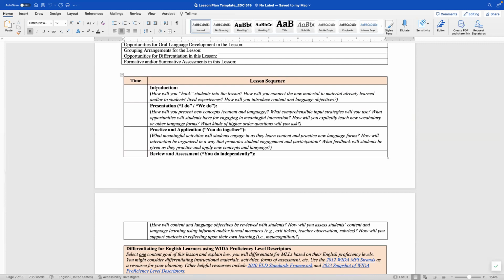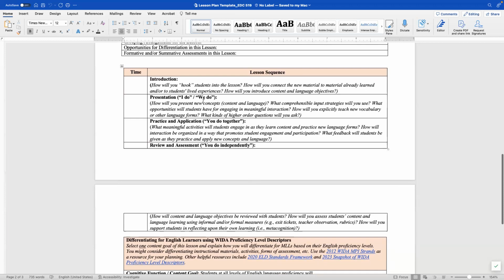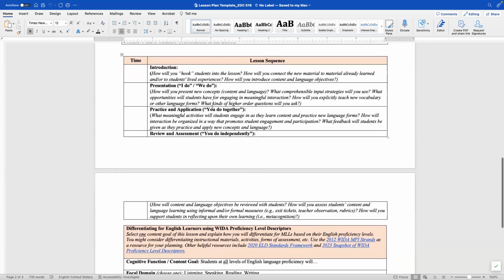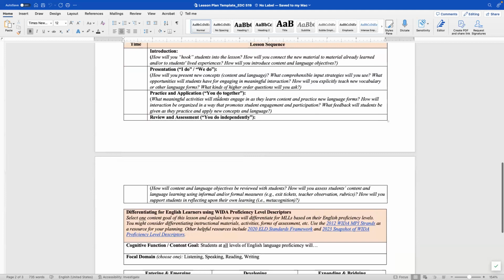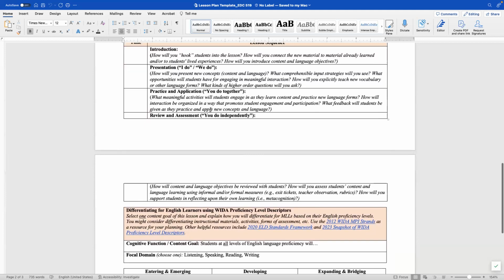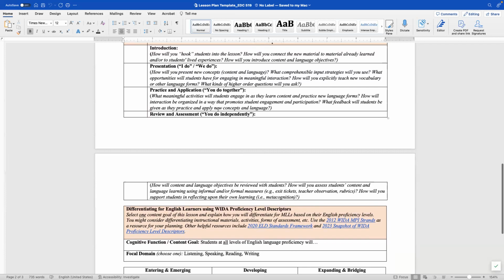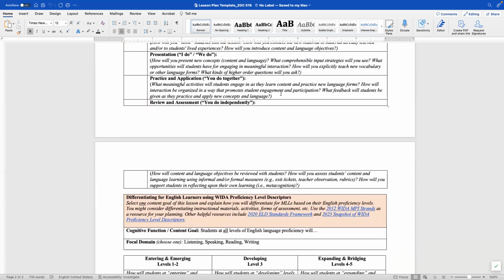And it begins by hooking students into the lesson, introducing the objectives, connecting the material to their previous experiences or the previous lessons, presenting the new concepts, and thinking about the strategies you're using for that, giving students a chance to practice doing something together with their peers. So practicing engaging with the content, learning skills or language learning and skills in a way that is really promoting student engagement and participation, and thinking about the feedback you're giving to them as they're doing that.